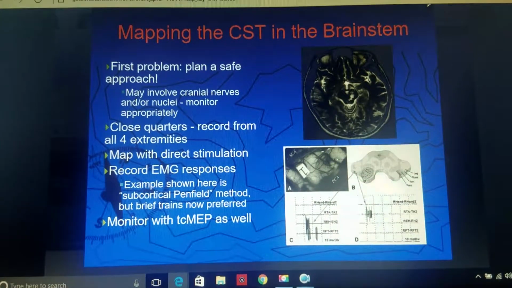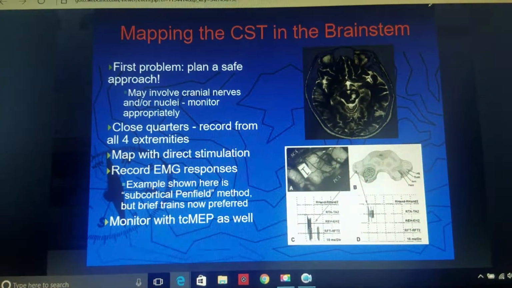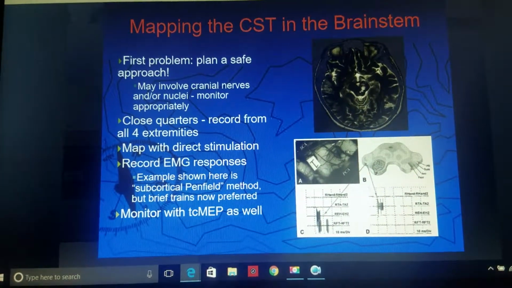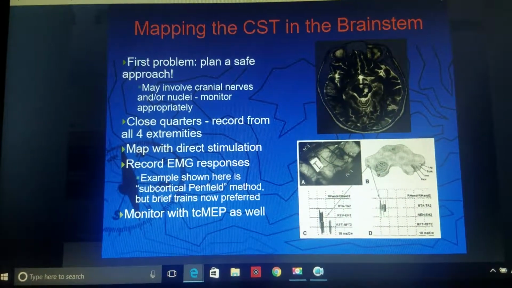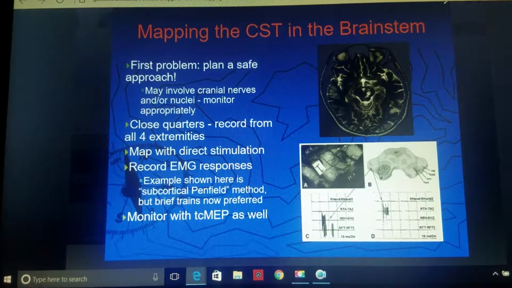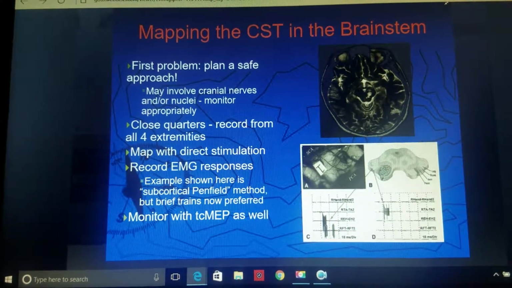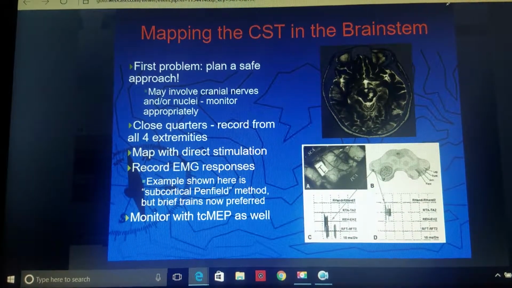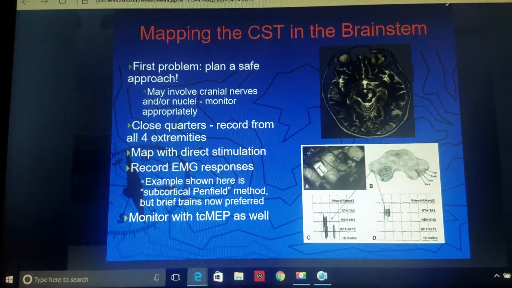We'll go into that. It's pretty close quarters down here. You don't know what you're going to get. Upper extremity, lower extremity, maybe even right side, left side, because the midline can be shifted, so you do want to record from all four extremities. And again, you can map with direct stimulation using the same kind of techniques that we had before.